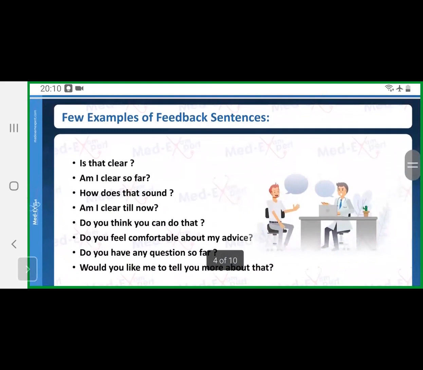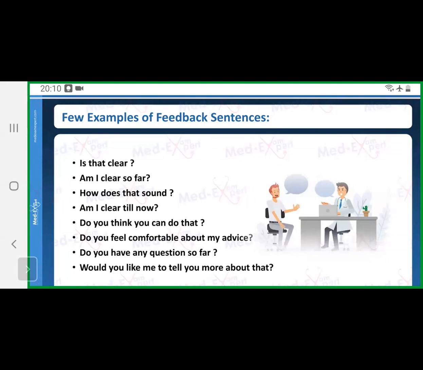So basically the purpose of this webinar is to tell you a few examples of feedback sentences. If the patient tells you that he has suffered from morning stiffness and joint pains and some other signs and symptoms, and you have developed a diagnosis of osteoarthritis, you can ask the patient, is that clear? Am I clear so far? How does that sound?